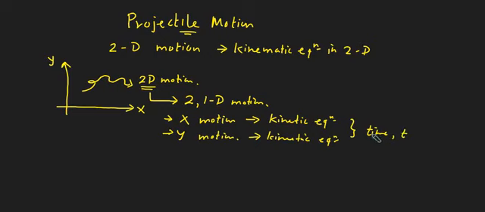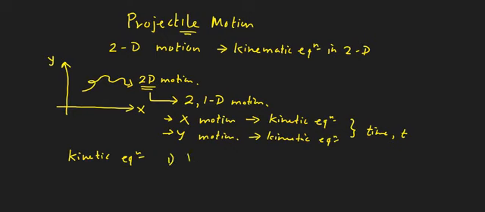It does not depend on the specific dimension, the x direction or the y direction, in which you are applying the equations. Time is basically invariant. So we combine the x motion equations with the y motion equations using time. Now, what are these kinematic equations? Just to recap, we mainly have three kinematic equations.